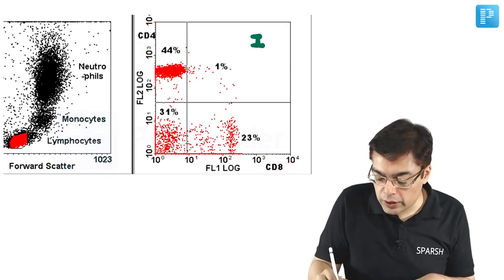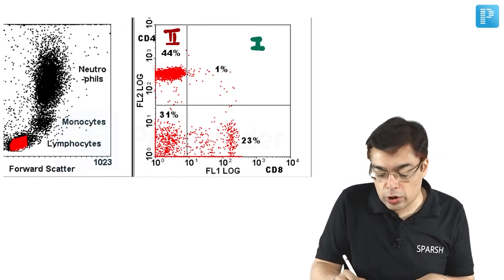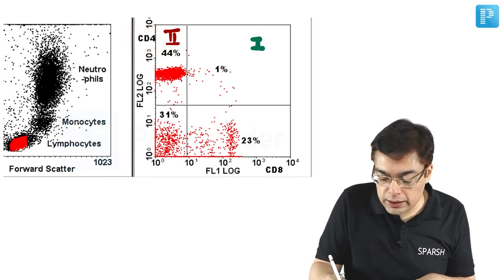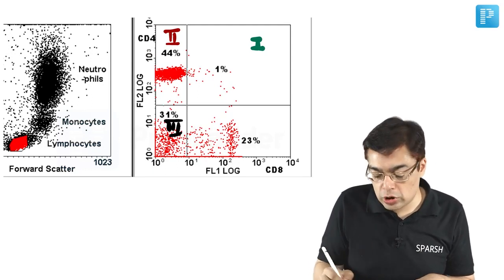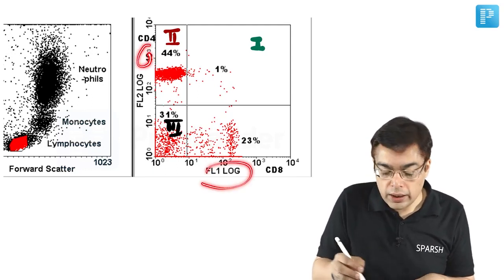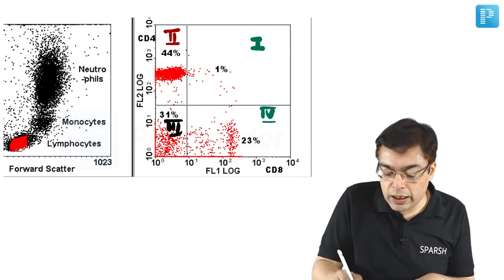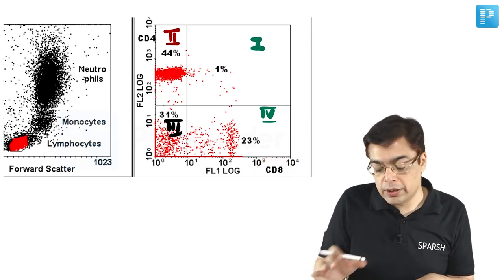Any cell that is going to be falling in the category of quadrant 2 is going to have a higher expression of Y molecule but not the X molecule. Any cell falling in quadrant 3 is going to have low expression of both X as well as Y molecule, and any cell falling in quadrant 4 is going to have a high expression of the molecule present on the X axis. Sorry, do excuse me on that.